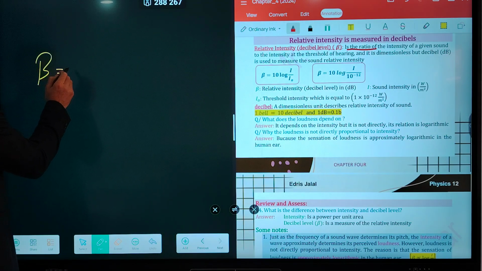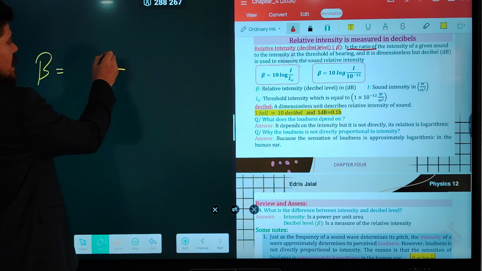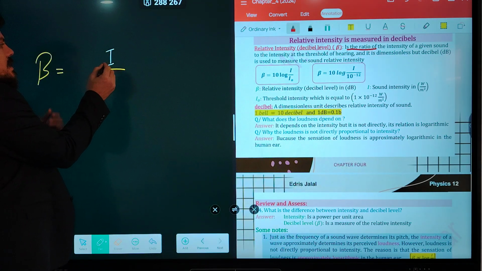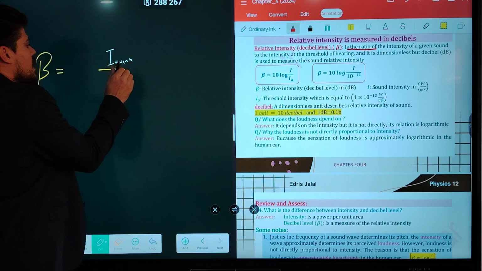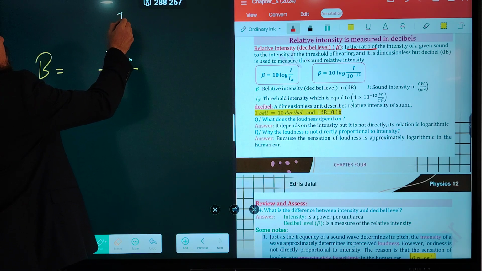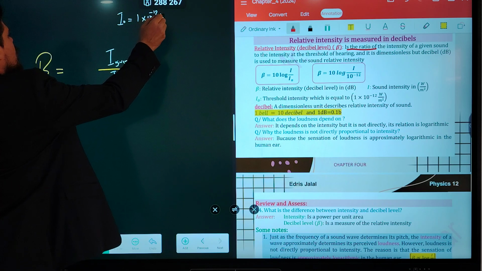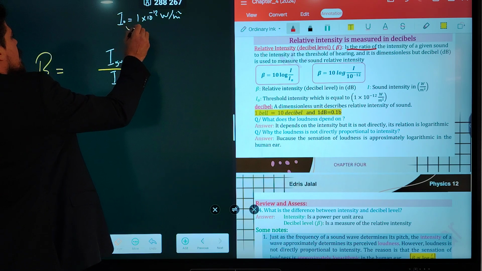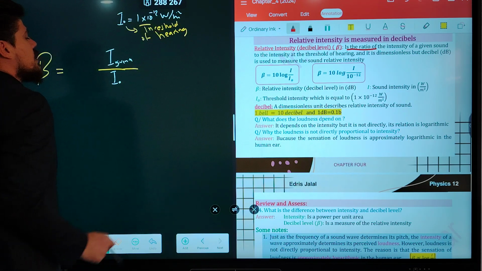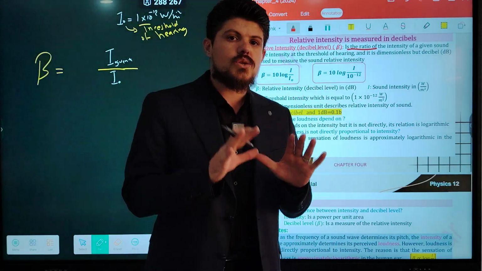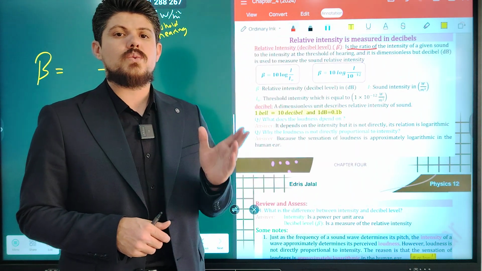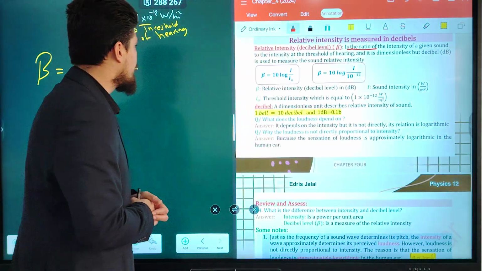The decibel level beta is equal to what? The ratio of the intensity of a given sound to the intensity at threshold of hearing. Threshold of hearing is I naught. What do you mean by I naught? It is equal to 1 times 10 power negative 12 watt per meter square. This is the threshold of hearing. Its symbol is I naught. I naught is constant. You have to memorize it and keep it in your mind. Its magnitude is equal to 1 times 10 power negative 12 watt per meter square.